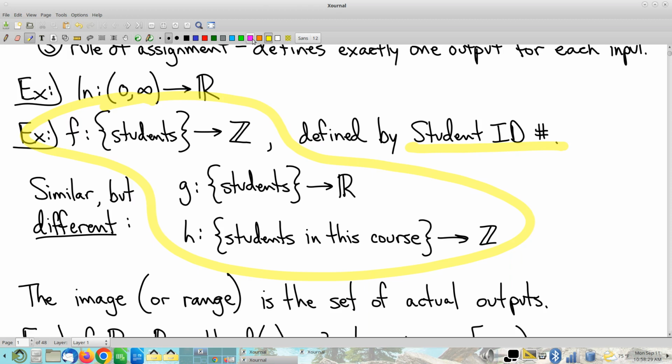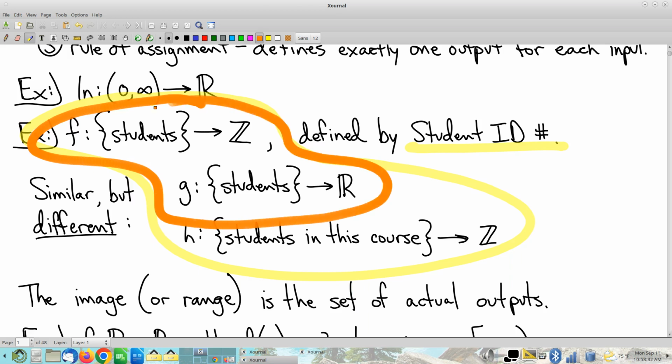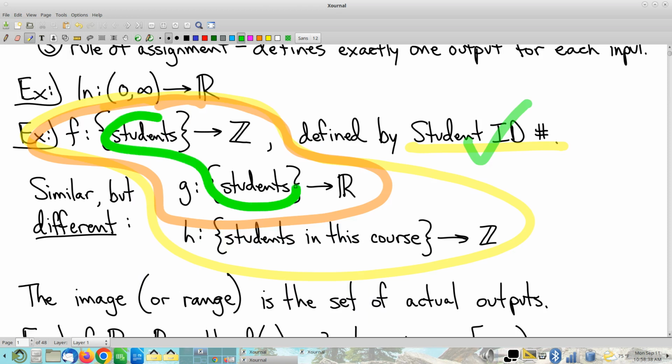And these two functions right here have the same rule of assignment. They have the same domain, but they have different targets. Now, it seems silly. Student ID numbers are all integers, right? Why would I be so silly as to let the target be this collection of all real numbers? That seems ridiculous. But it remains that every student ID number is a real number.